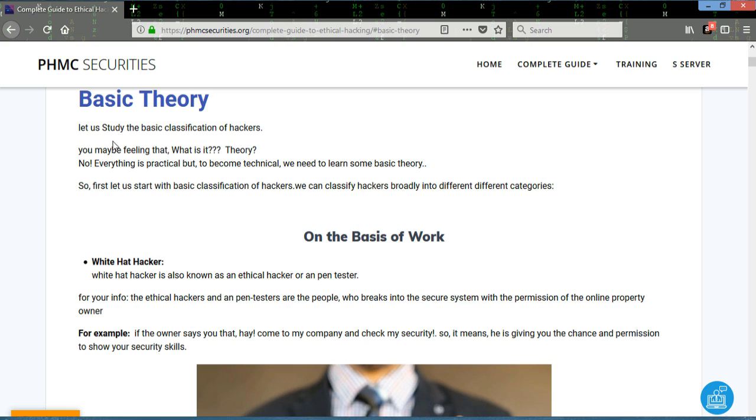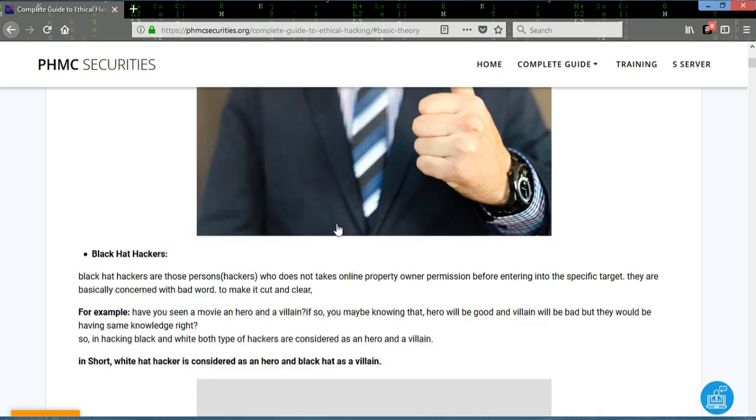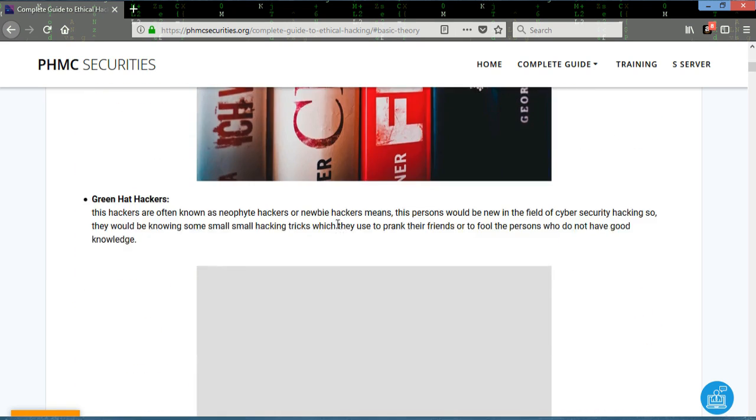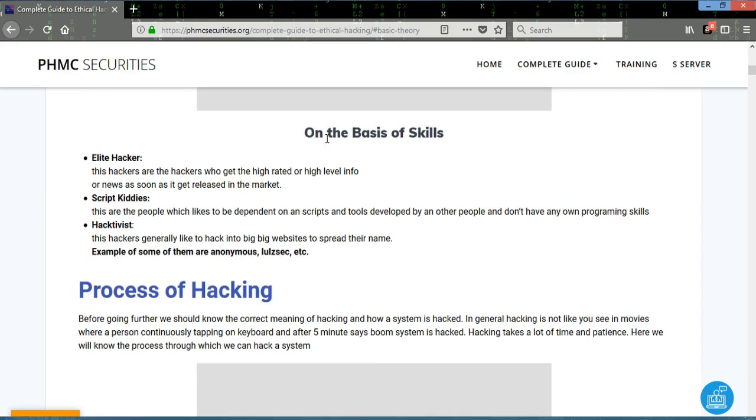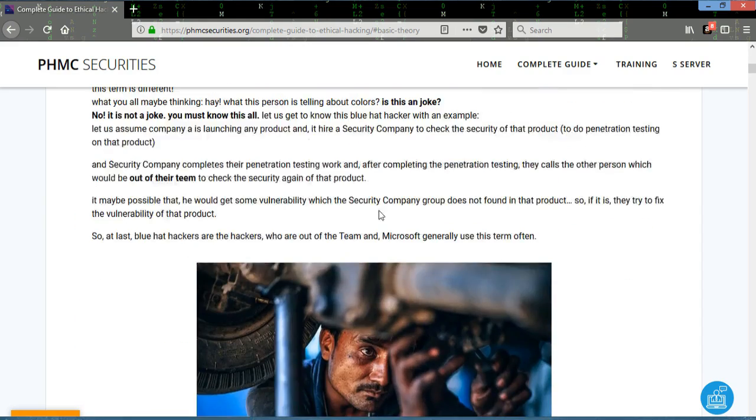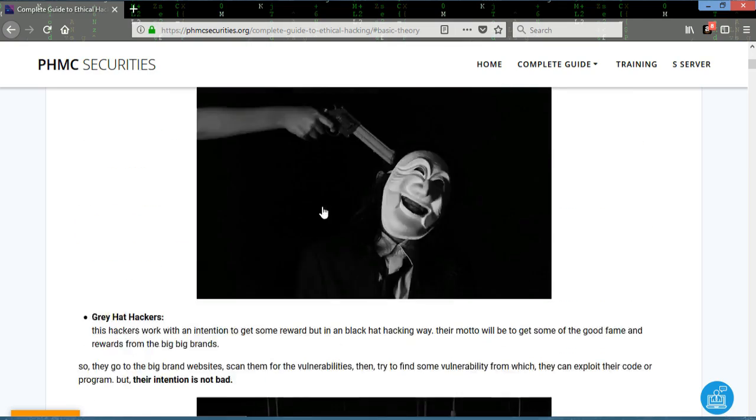So I will not take a lot of time explaining theory and all. There are only 3 lectures of theory, and after that we will start learning practicals, right? So let's get started. Now, I am classifying hackers on the basis of work, and I will also classify hackers on the basis of skill level. Okay, so on the basis of skill and on the basis of work.